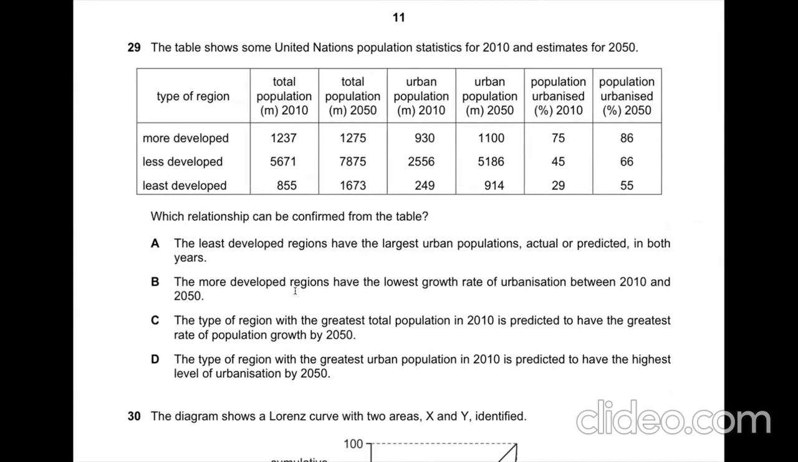Question 29. The table shows some United Nations population statistics for 2010 and estimates for 2015. Which relationship can be confirmed from the table? A, the least developed regions have the largest urban population. No. B, the more developed regions have the lowest growth rate of urbanization between 2010 and 2015. In terms of the growth rate of urbanization, then it's true. Yes, because they're already largely urbanized, you know.